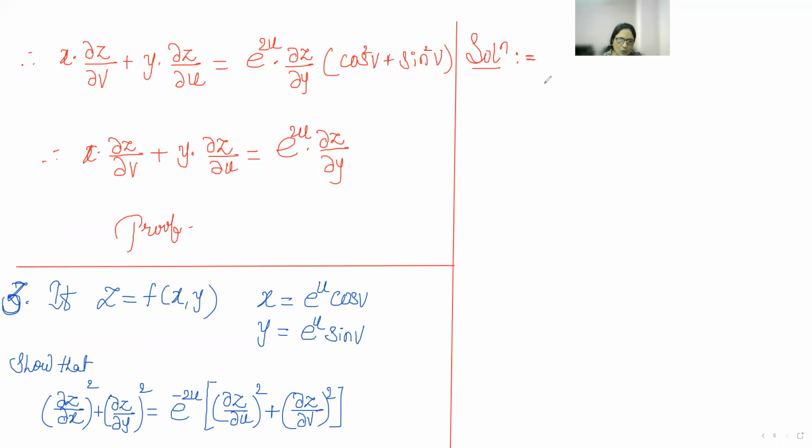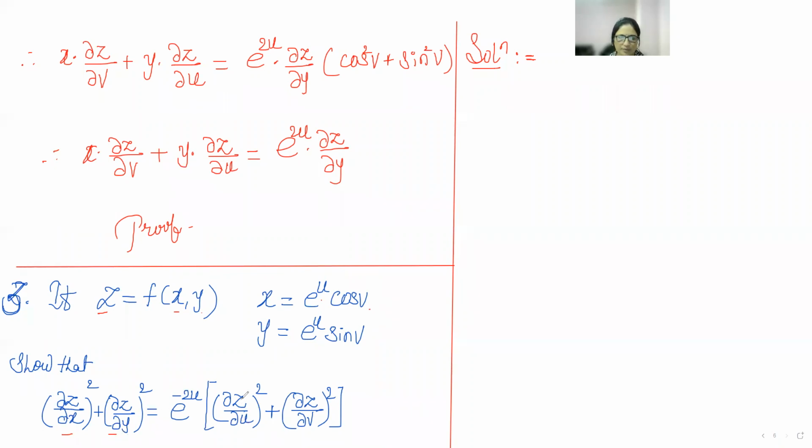Just tell me which term we should find first. Yes. Anyone? Dou z by dou x. No, it's wrong. By dou u? Yes. Z is a function in x and y, where x and y are functions in u and v. Therefore, here we are finding the derivative of z with respect to u and v first. And at that time, we get these two terms automatically. Okay. So don't get confused.